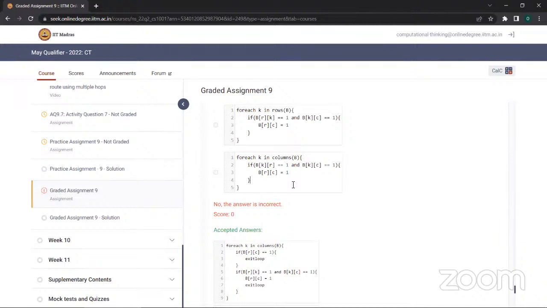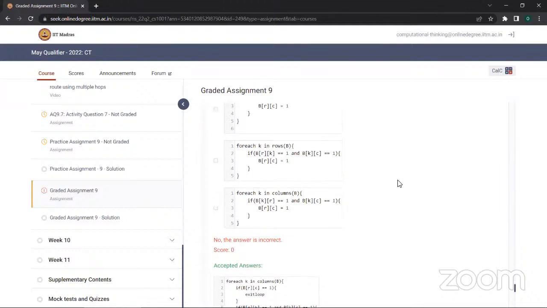Sir, can I say something about these two options? Okay, go ahead. Sir, rows of B are 0, 1, 2, 3 up to n minus 1. Columns of B are 0, 1, 2, 3 up to n minus 1. Correct. So we are considering both options, sir.